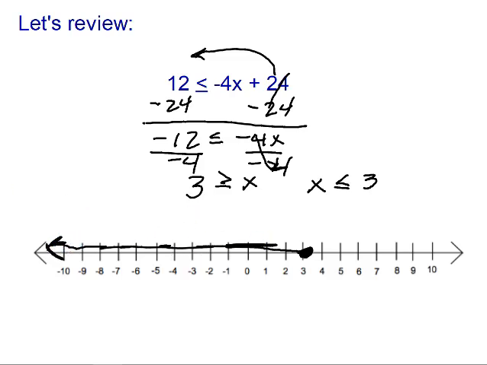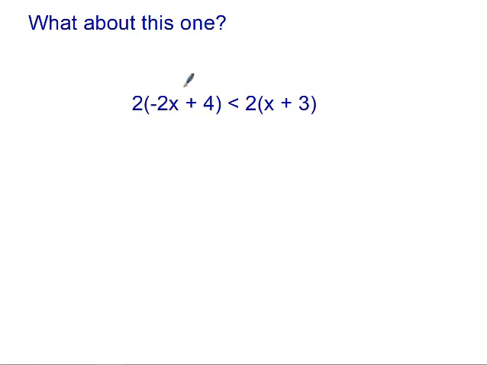Now, what if I did have one that had parentheses in it? Do we do it any differently? No, we just have to use the distributive property to start off with. So I need to distribute this 2 to each member of the parentheses here. So 2 times negative 2x gives me negative 4x, plus 2 times 4 gives me 8, is less than, and I have to do the same thing with this 2.